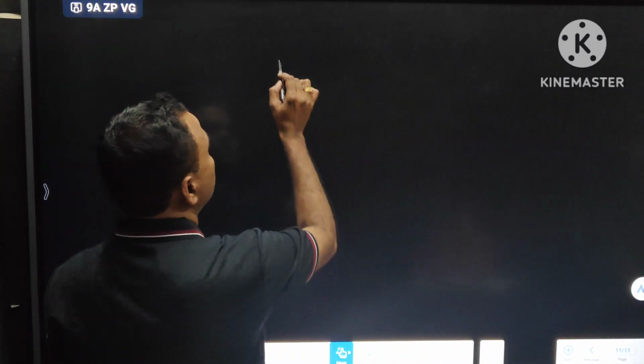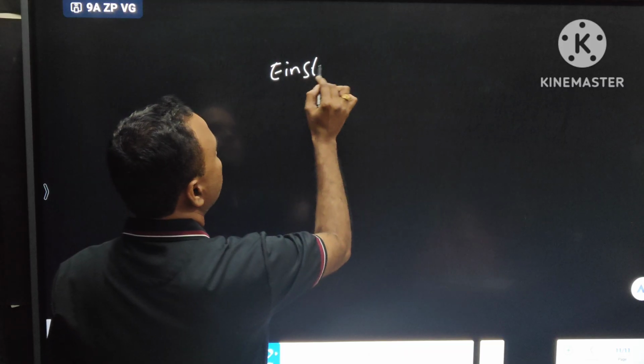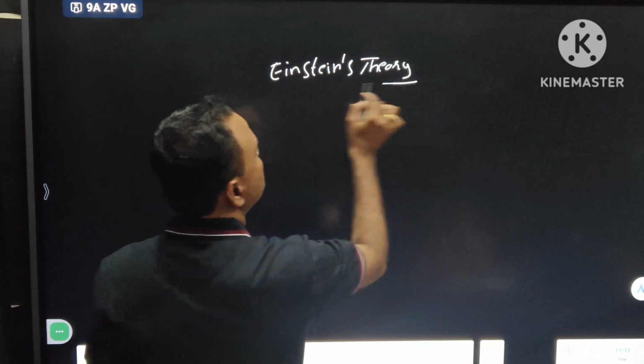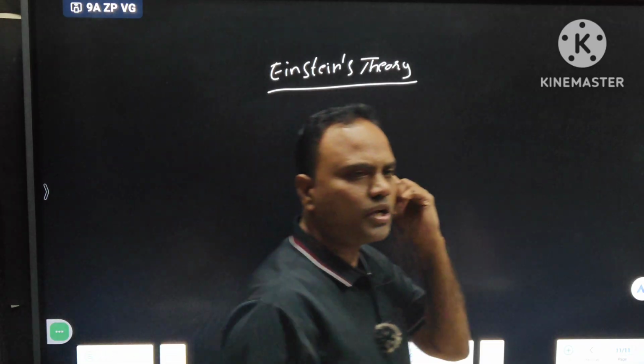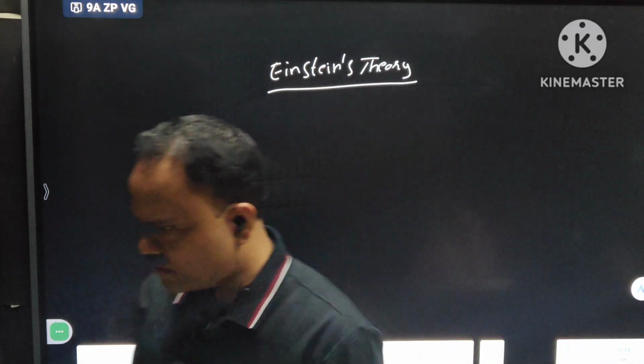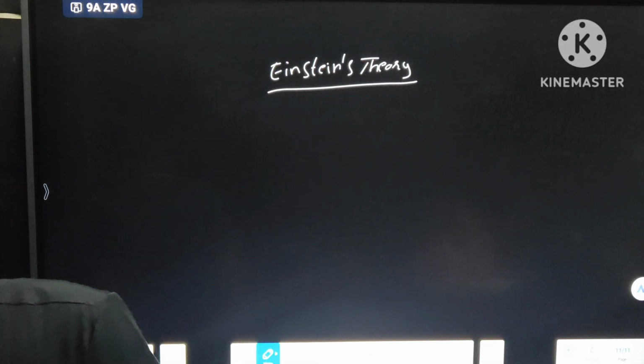Next, Einstein's theory. According to Planck's theory, does light travel continuously or discontinuously? Discontinuously, in the form of small energy packets.